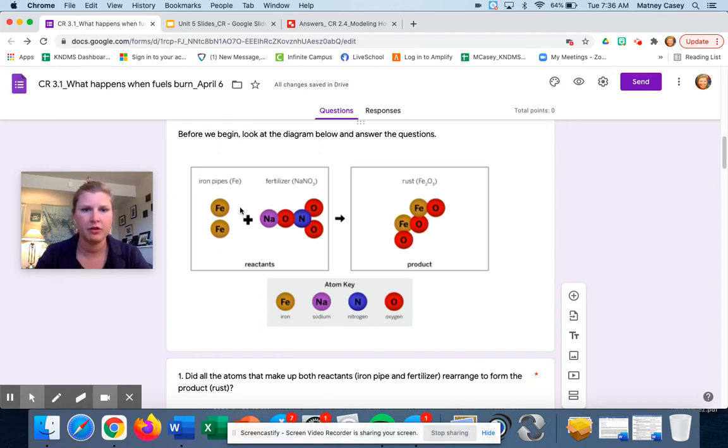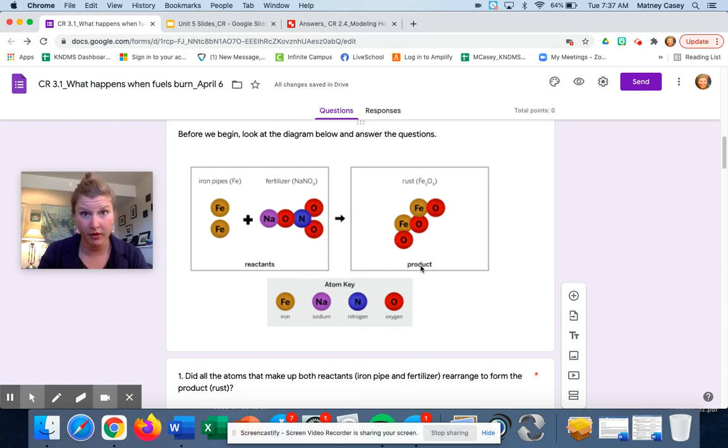So this is what you should be looking at and trying to figure out: did all of the atoms that make up both the reactants over here on the left, the iron pipe and the fertilizer, rearrange to form the product? That means that they reconfigured themselves. They broke apart and formed new molecules, rearranged to form the product rust over here.